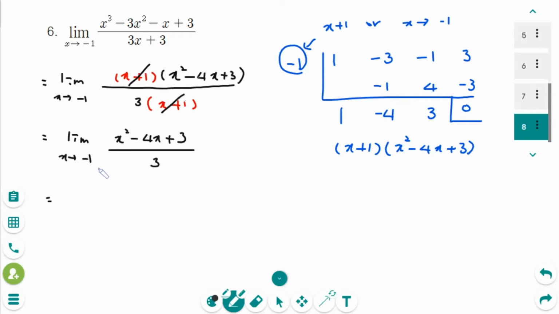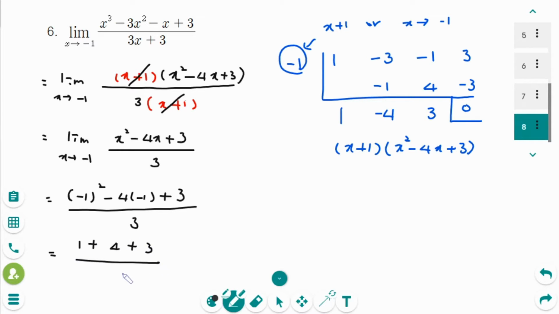Put minus 1 into x. So minus 1 squared minus 4 times minus 1 plus 3 over 3. This is 1 plus 4 plus 3 over 3. So 8 over 3, that is the answer.